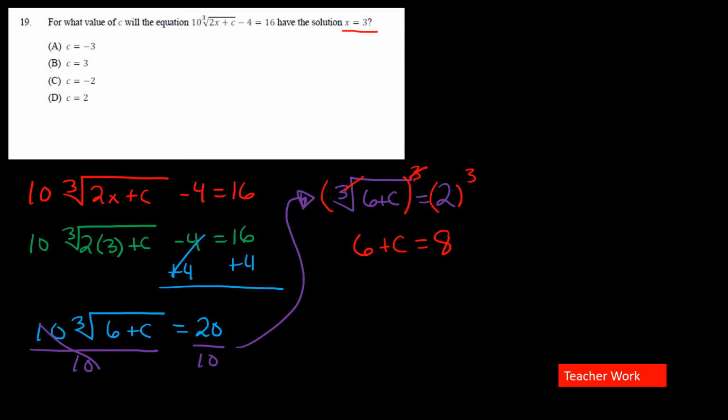I still don't have c by itself. I want to subtract 6 from both sides, and I get c equals 2. And we are donezo. So again, this one is just isolating a variable using reverse operations. They just worded it a whole lot differently. Don't let that fool you. Don't let that mess you guys up. Take your time. We've done hundreds of these problems already.